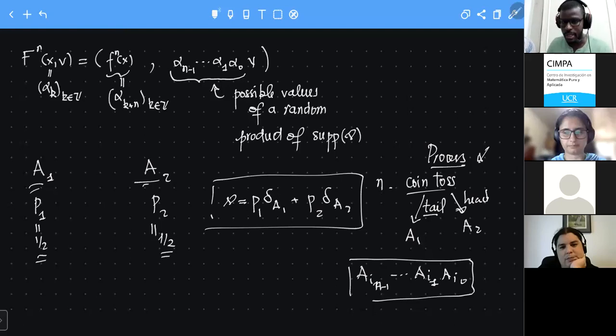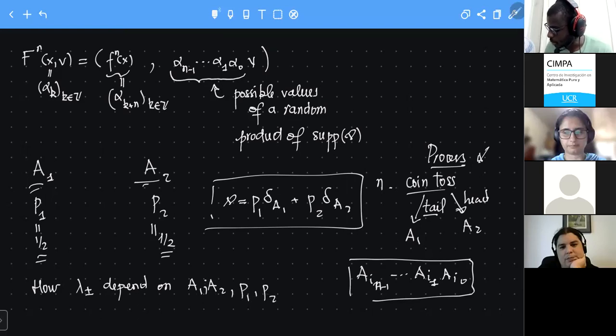So the question I'm asking here is how lambda plus and lambda minus depend on A1, A2, P1, P2. In other words, how do they depend on this measure mu?